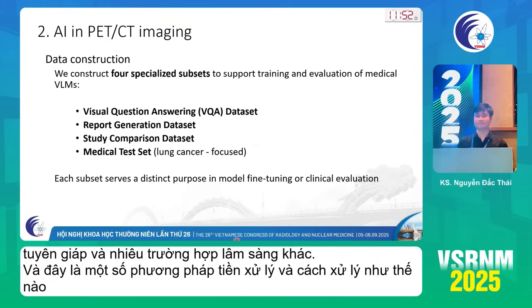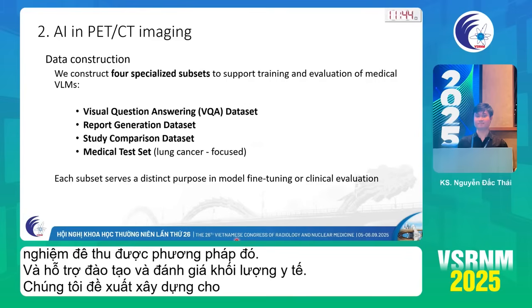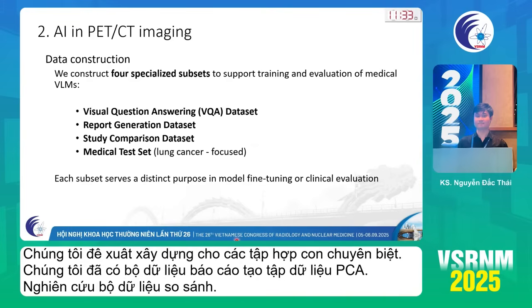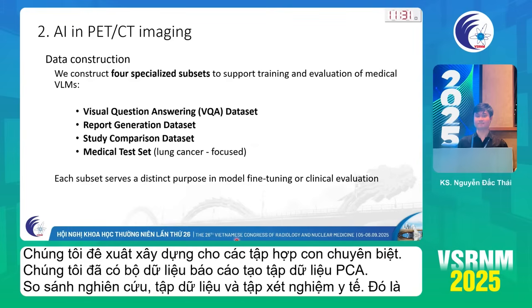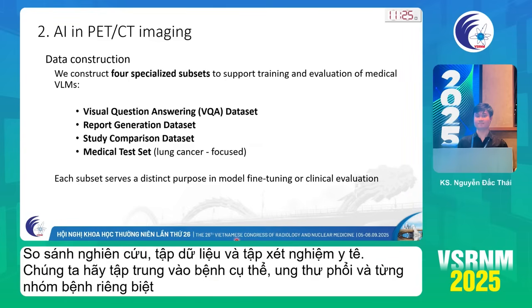To support the training and evaluation of medical VLMs, we propose to construct four specialized subsets. We have the VQA dataset, the report generation dataset, the study comparison dataset, and a medical test set focused on a specific disease, lung cancer. Each subset serves a distinct purpose in model fine-tuning.